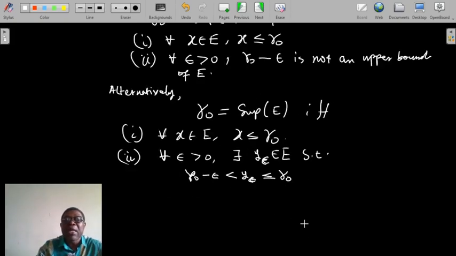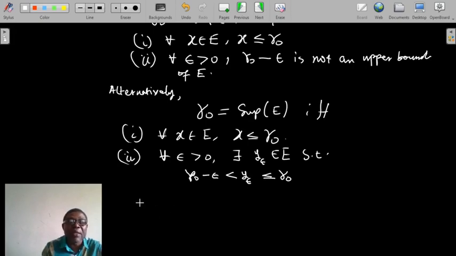So this is saying that if gamma naught is the supremum of E, then given any epsilon bigger than 0, we can find an element of E, depending on that epsilon, so that this inequality holds.